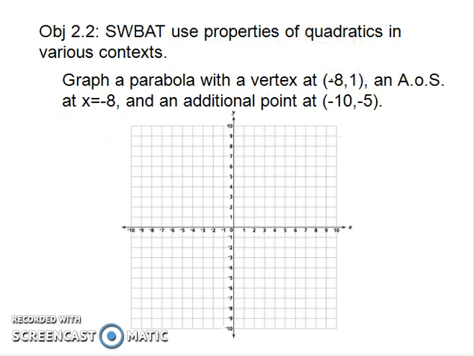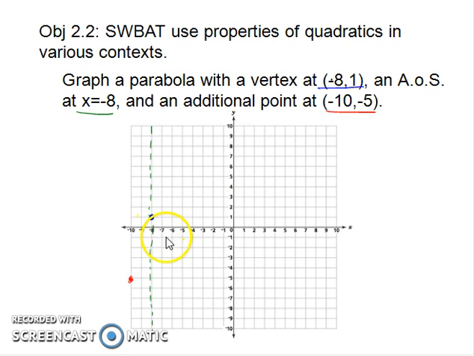Vertex at negative 8, 1. So I will start by putting that point there. Negative 8, 1 is left 8 up 1. We've got our axis of symmetry at x equals negative 8. Again, same x value always as the x value of the vertex, except this is the line, the vertical line, x equals negative 8. And then our additional point is at negative 10, negative 5. So that's left 10, down 5.